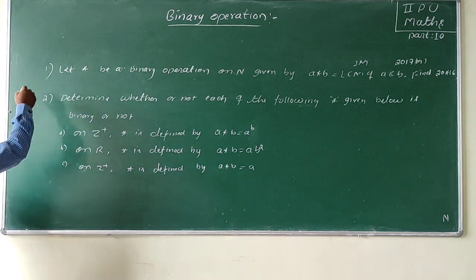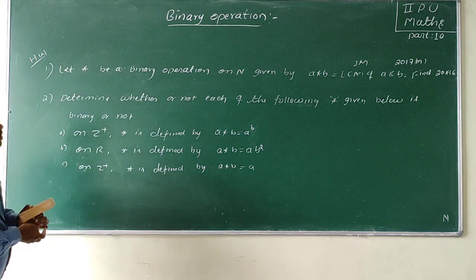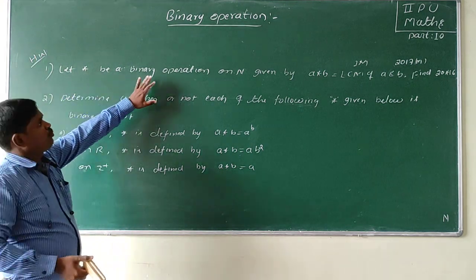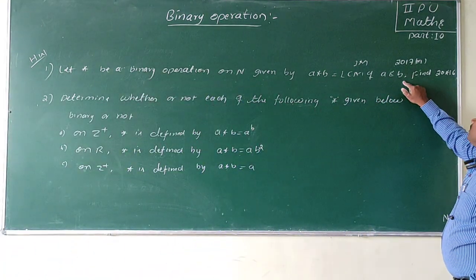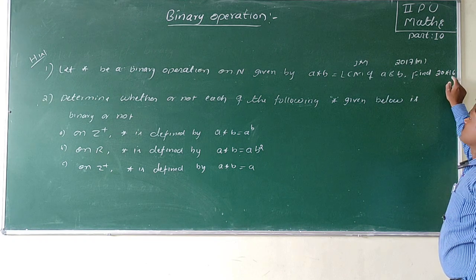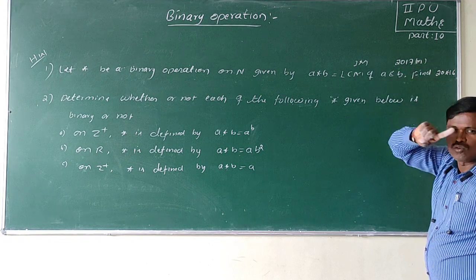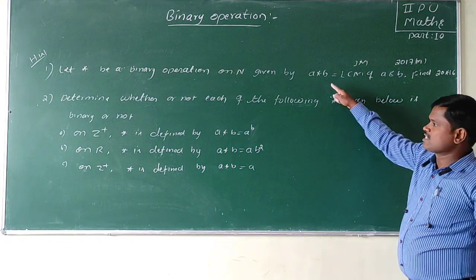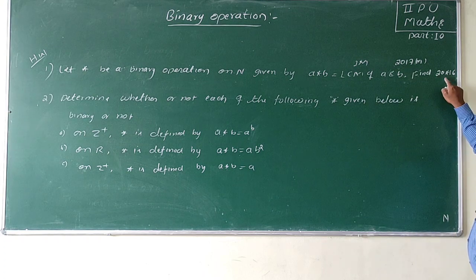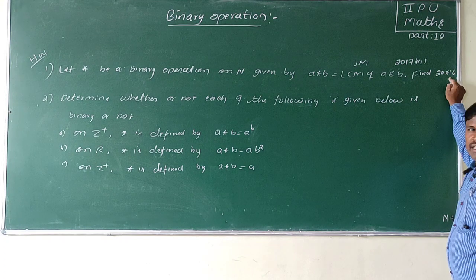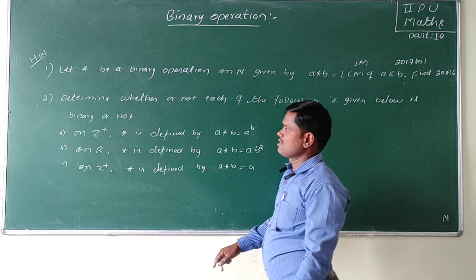So take this as homework. Okay, try to do it at home. So let's solve binary operations on N, given by a star b is the LCM of a and b. Find 20 star 16. This question was asked in March 2017 for 1 mark. We already discussed the same problem. Here we want to find 20 star 16; in the previous problem we found 5 star 7. Same problem.